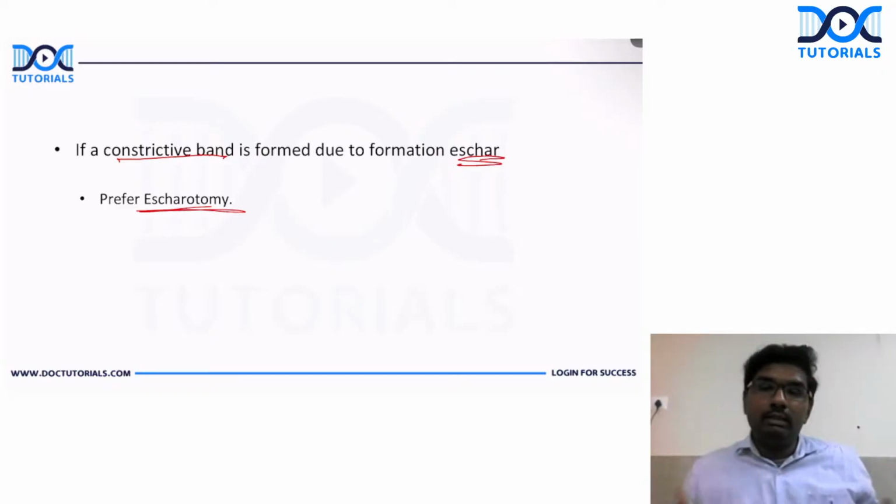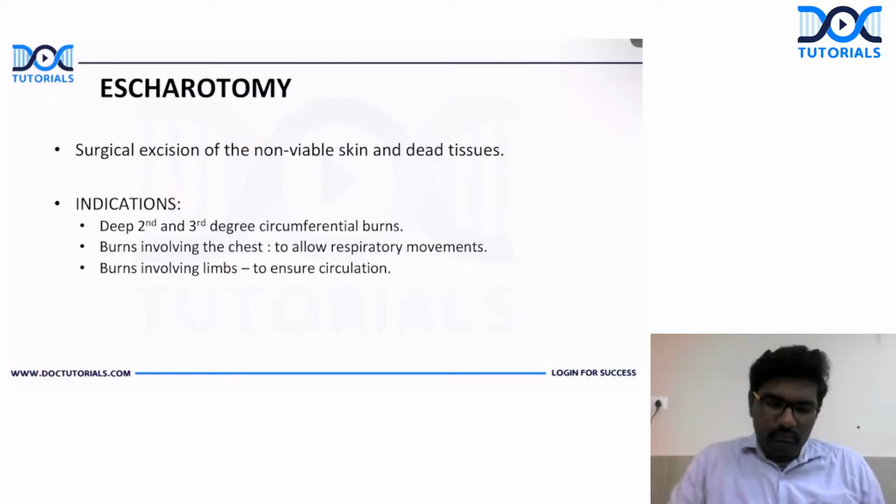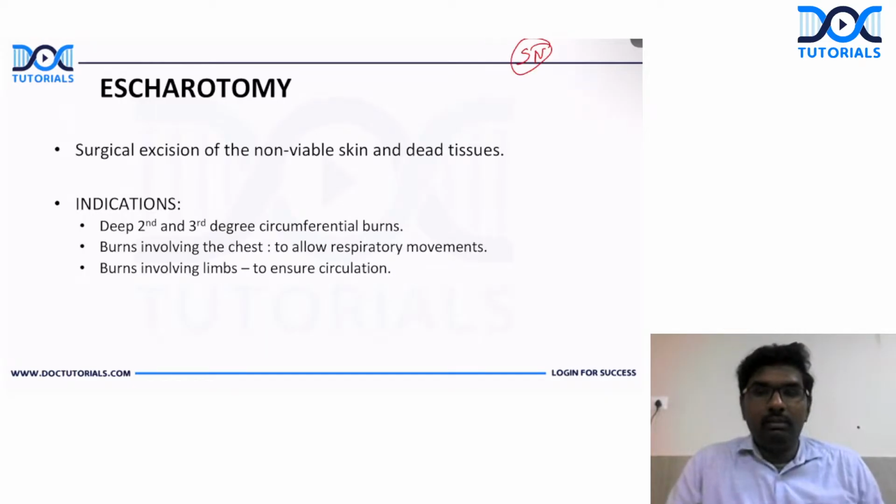If the eschar is present in the anterior chest wall or in the posterior aspect of the chest wall, this will affect the chest wall expansion and will affect the breathing pattern also. So escharotomy is done at an early stage in case of eschar formation. So how to do escharotomy? What is escharotomy? This can be a short note even. Escharotomy can be a separate short note.